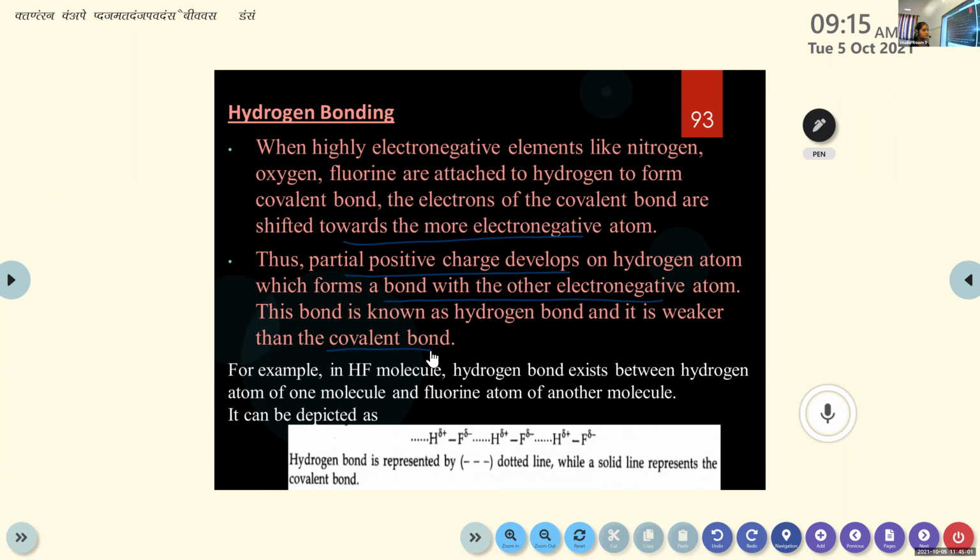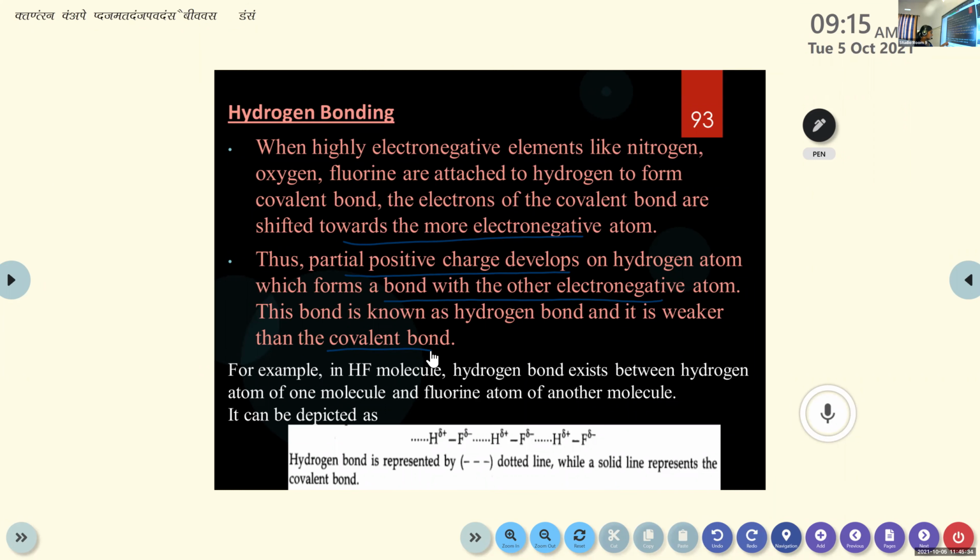Clear, children? So when hydrogen is bonded with some other electronegative elements like oxygen, fluorine, nitrogen, etc., they have a tendency to attract the shared pair of electrons towards themselves. As a result of this, hydrogen will acquire a partial positive charge, and these electronegative atoms will acquire a partial negative charge. So this hydrogen will form a bond with other electronegative atoms. This bond is known as hydrogen bond, and it is weaker than the covalent bond.